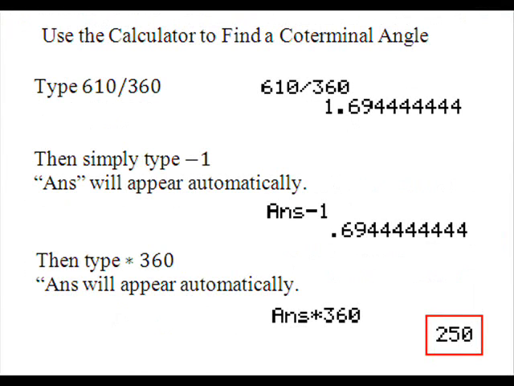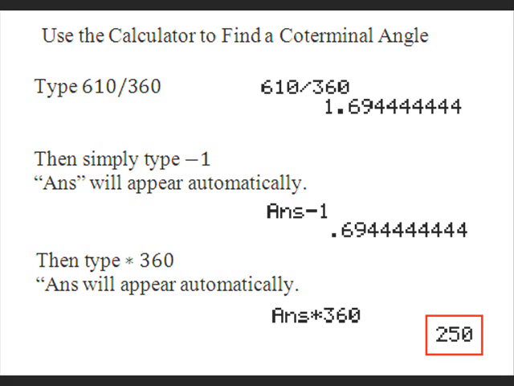You can easily use your calculator to perform this calculation for you. Type in the angle divided by 360 and press enter. You get the number 1.694 repeating. Then simply type minus 1. ANS will appear and this stands for answer. Your calculator is pulling the answer from the previous calculation and bringing it down to the next one. Then simply type times 360. And you get the answer 250 degrees.